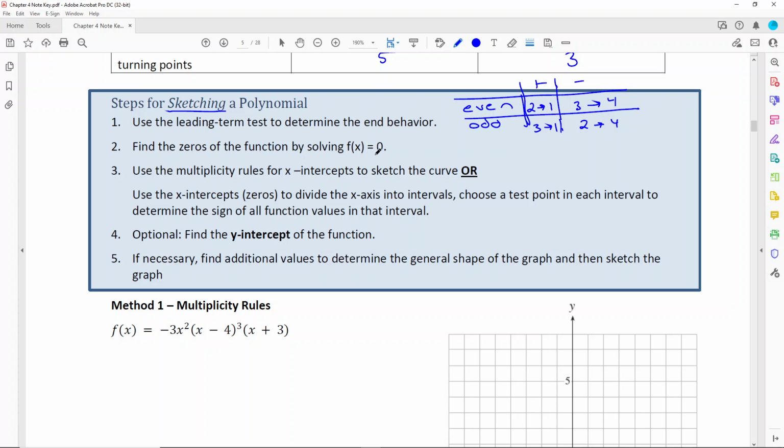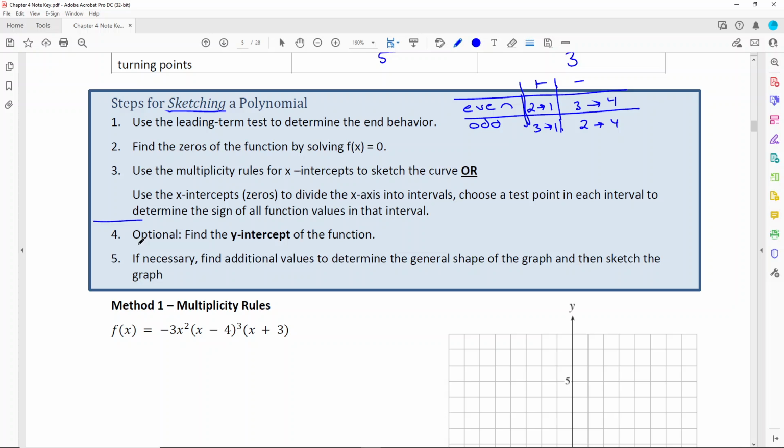Then what you do, once you know your end behavior, is you're going to find your zeros. You're going to find the zeros of your function by solving when f of x is equal to 0. Then we're going to use our multiplicity rules for the x-intercepts to sketch the curve. Or I'm going to teach you an alternate method of using the x-intercepts to divide the x-axis into intervals. So this will be the interval method. And you're going to choose test points to decide whether your graph is above or below. That's really the only 3 steps you need.